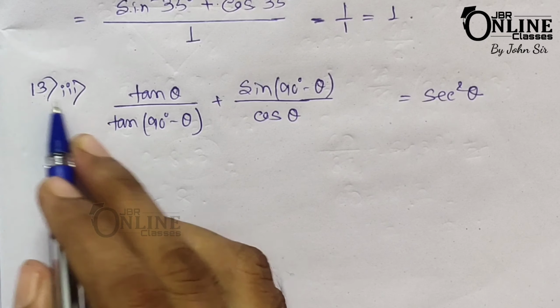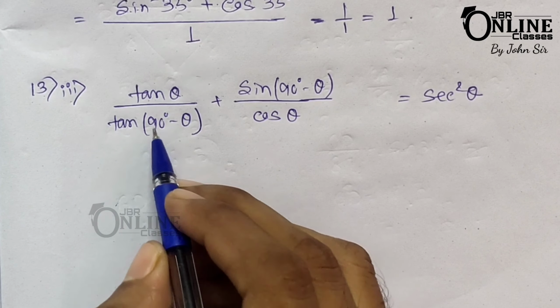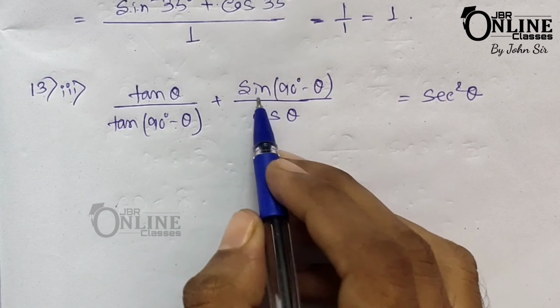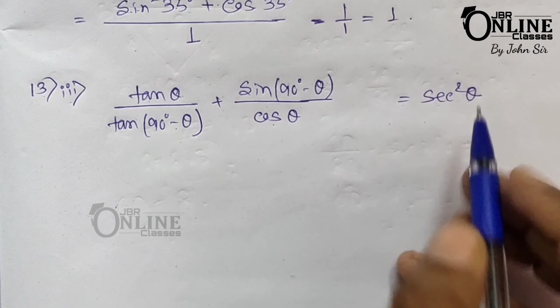Now the next one, 13.3. You have to prove that tan theta by tan 90 minus theta plus sin 90 degree minus theta by cos theta equals sec square theta.